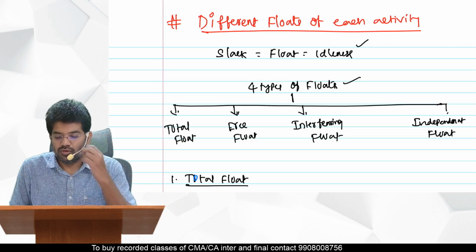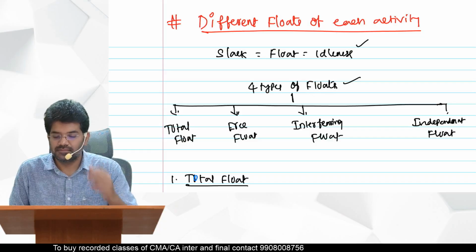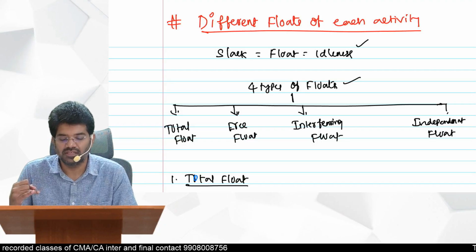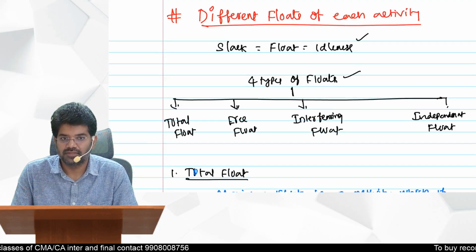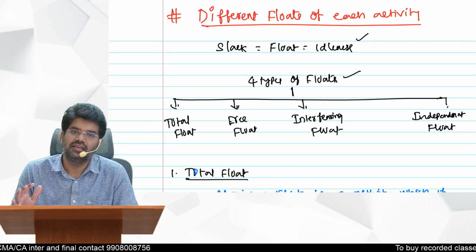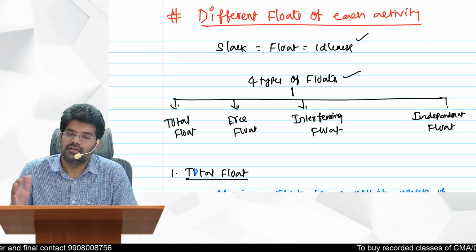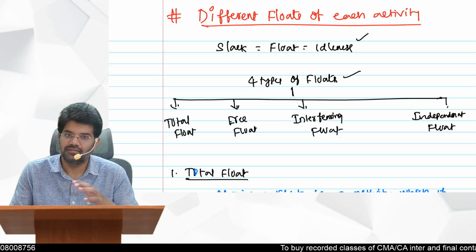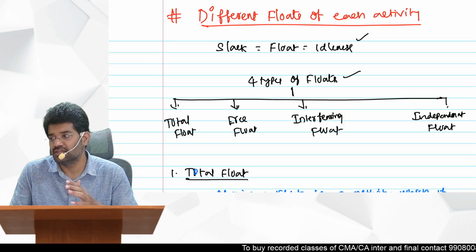Right, now we move to different types of floats. How to calculate different types of floats. So total float we have seen, first one already. How to get total float? By comparing the LFT or LST, LFT minus LST, or you can take EFT, earliest start time and earliest finish time.